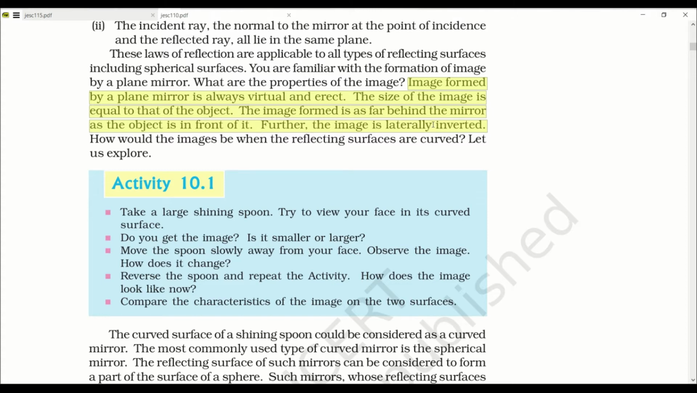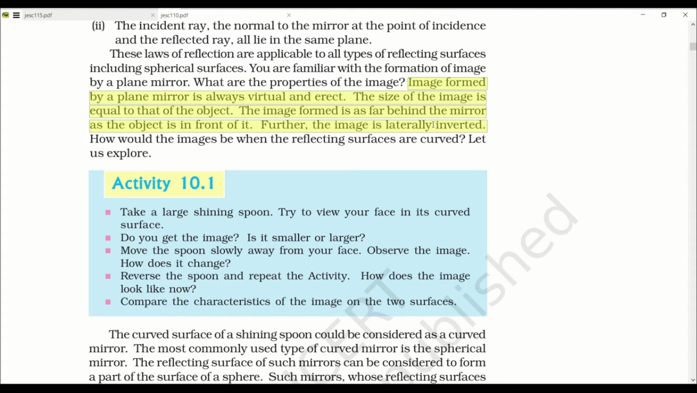Next thing, the image is laterally inverted. That means if you raise your right hand in front of the mirror, it seems like you are raising your left hand. It is also so while reading the alphabet. If you keep a book in front of the mirror, you can see the alphabets are inverted.